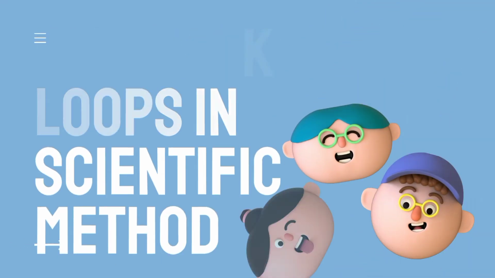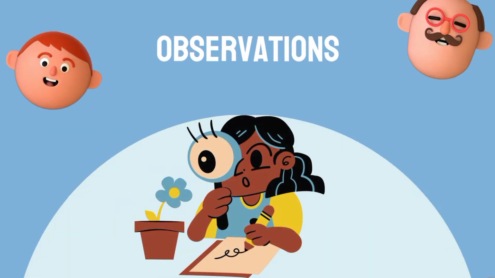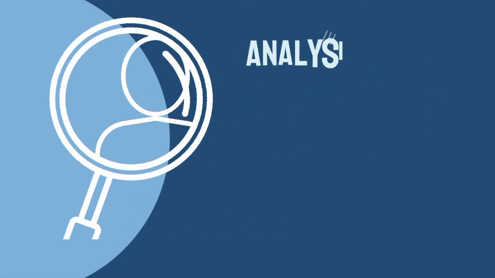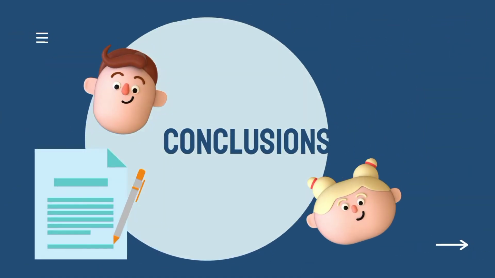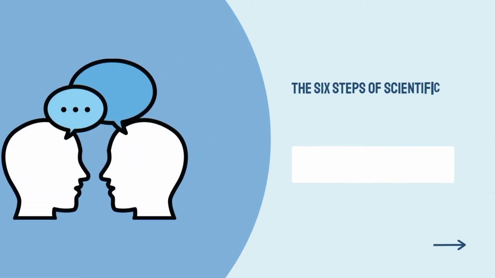Feedback loops in scientific method. Question, hypothesis, experiments, observations, analysis, conclusions. The 6 steps of scientific method do not always occur in same order.